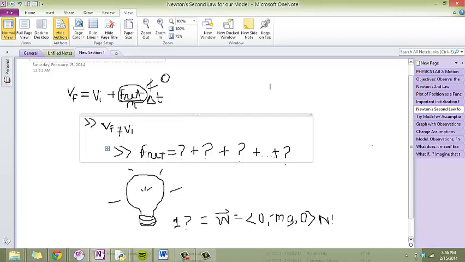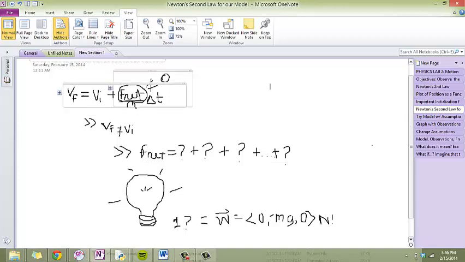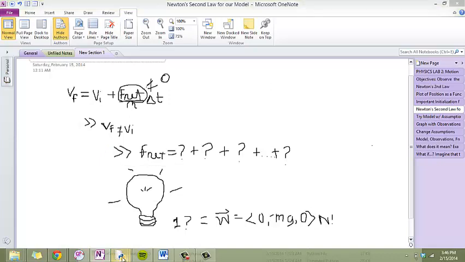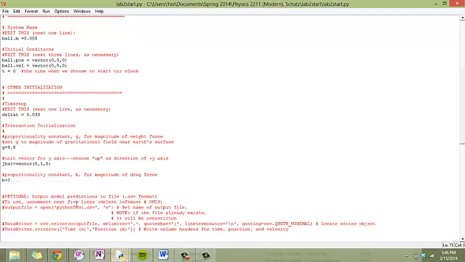Now, to apply Newton's second law to predict and describe our motion, we see that there is a change in velocity, which means that there is an F net. But what is F net? We don't know. So at first, we're going to assume that F net is only the weight force, which is negative mg in the direction of y. So now we can start our script using this first assumption.